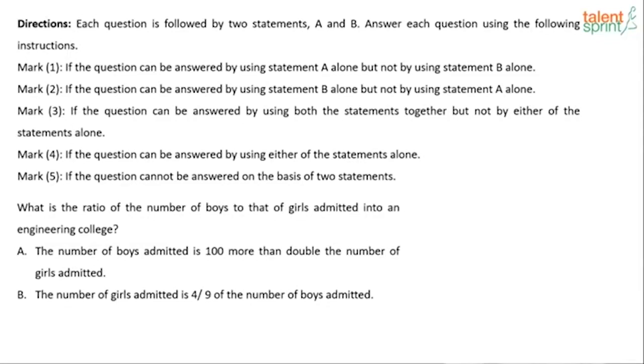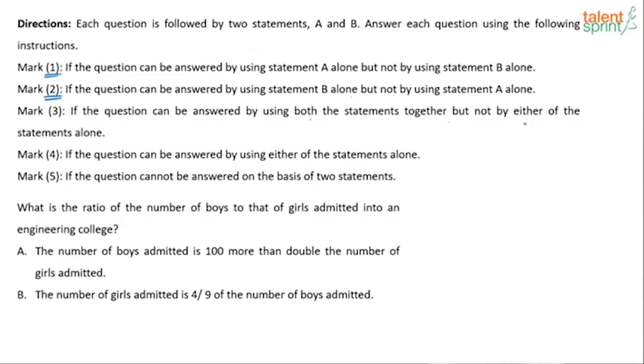Alright, this was a simple one. Let's look at it. Now these are data sufficiency questions. Look at the directions. In each question, we have two statements A and B. Answer each question using the following instructions. Now you know what these instructions are, right? Options. If the question can be answered by using statement A alone, but not by using statement B alone, then mark option 1. If statement B alone can give the answer, but not statement A alone, then mark option 2.